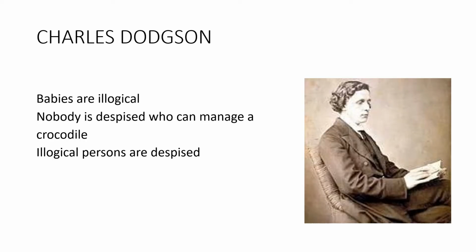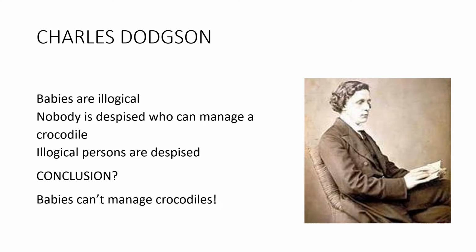And we finished by talking about Charles Dodgson, and I gave you one of his classic logic puzzles to think about. And it was, babies are illogical, nobody is despised who can manage a crocodile, illogical persons are despised. Conclusion? Babies can't manage crocodiles. I hope you got it right.